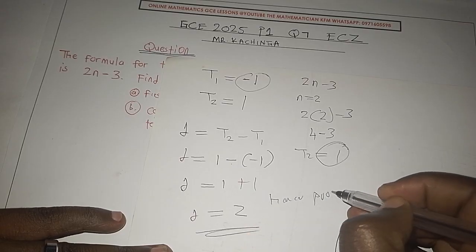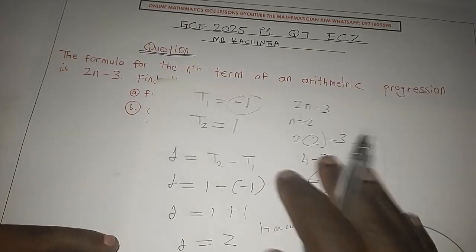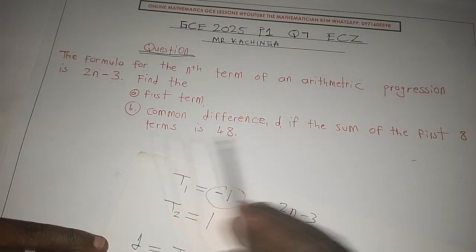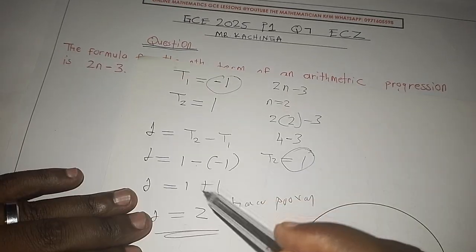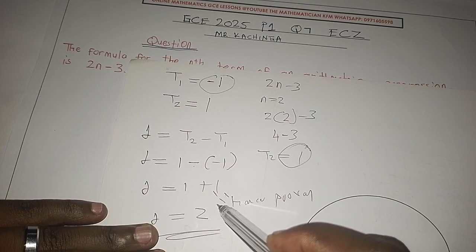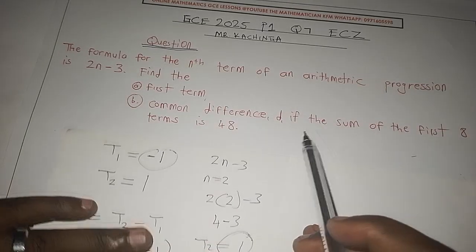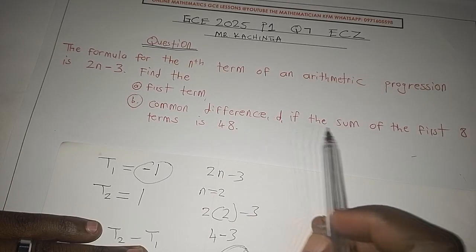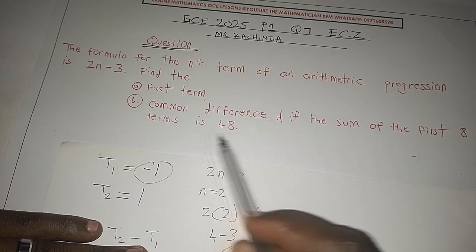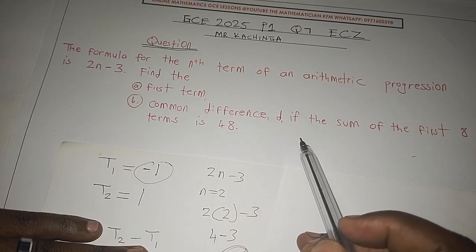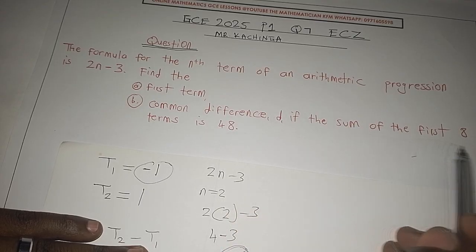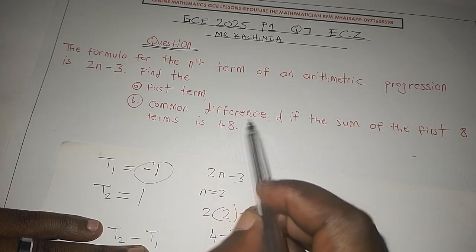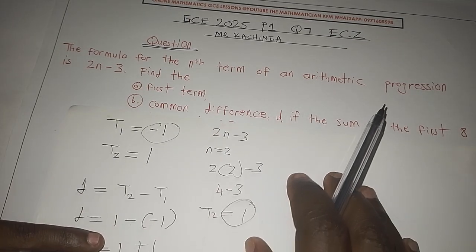You can just use this to prove that your d in this question is correct. Otherwise, when you use this alone, it is not going to be appreciated. Why? Because of the given information, the sum of the first 8 terms is 48, meaning the examiners want you to use 8 and also to use 48. Please take note of that.